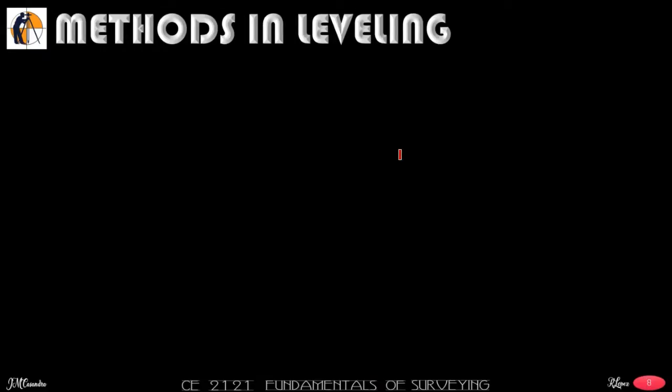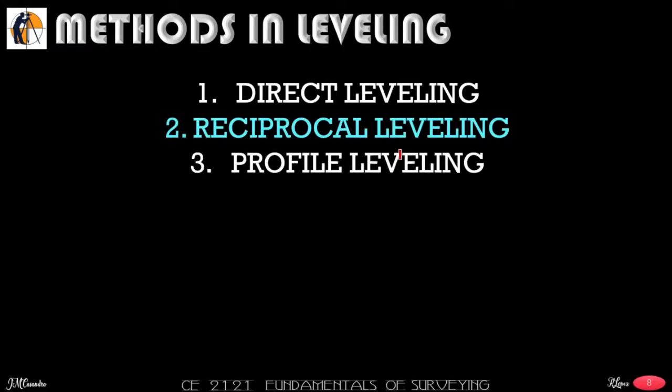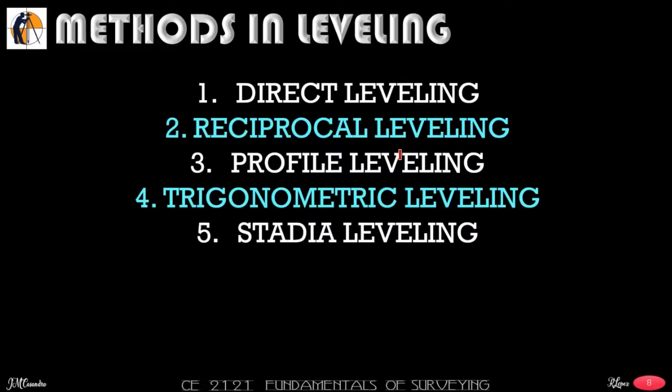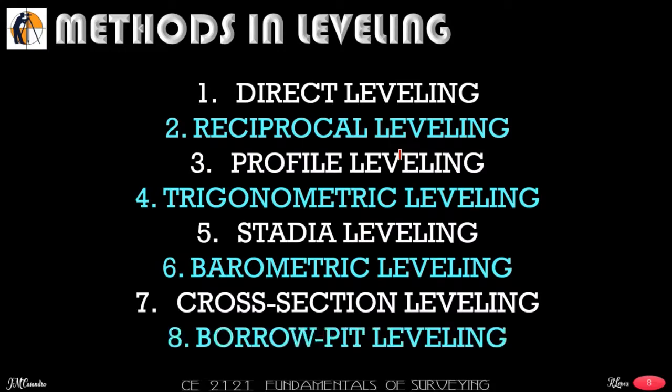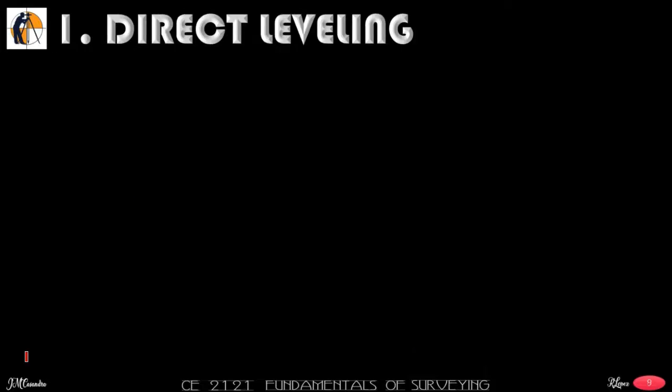We have different methods in determining our vertical distances, and this would include direct leveling, reciprocal leveling, profile leveling, trigonometric leveling, stadia leveling, barometric leveling, cross-section leveling, and barometric leveling. We will be focusing only in this module on direct leveling, reciprocal leveling, profile leveling, and trigonometric leveling.